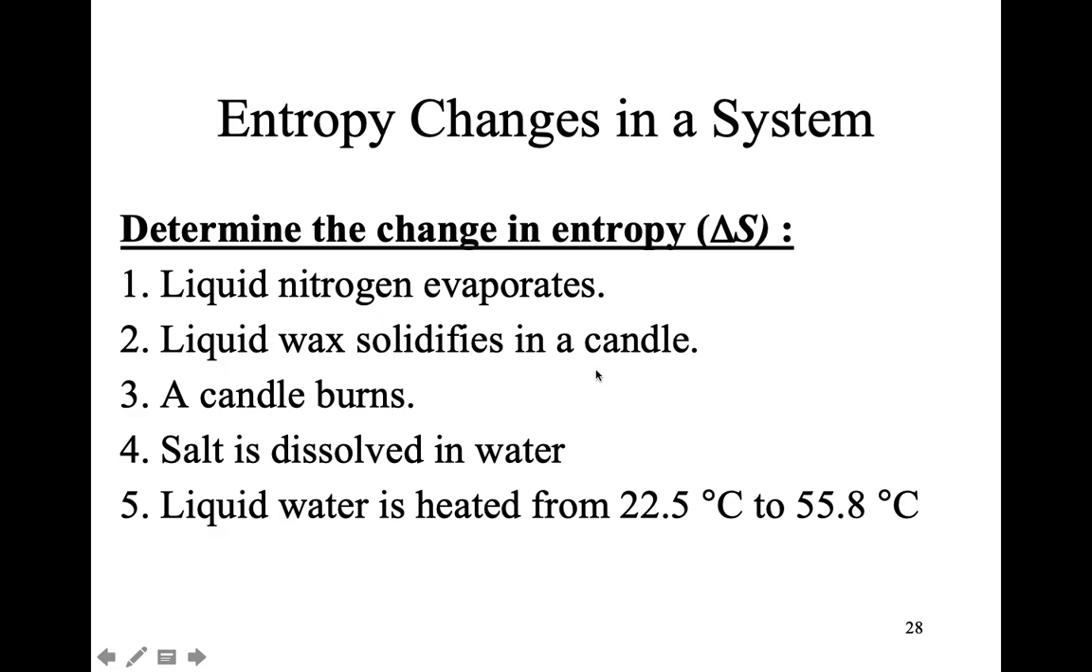Liquid wax solidifies. A liquid goes to a solid. That's decreasing mess. Because if you spilled the wax, it would get all messy, but a solid candle, obviously less messy. So this is a decrease in entropy. A candle is burning. That's a tough one. But what do you have? You have a chemical, something with carbon and hydrogen, and it's burning. Is it going to go back? No. Is it giving off energy? Yes. Is it going to make a mess? Yes. So bigger mess means entropy is increasing.